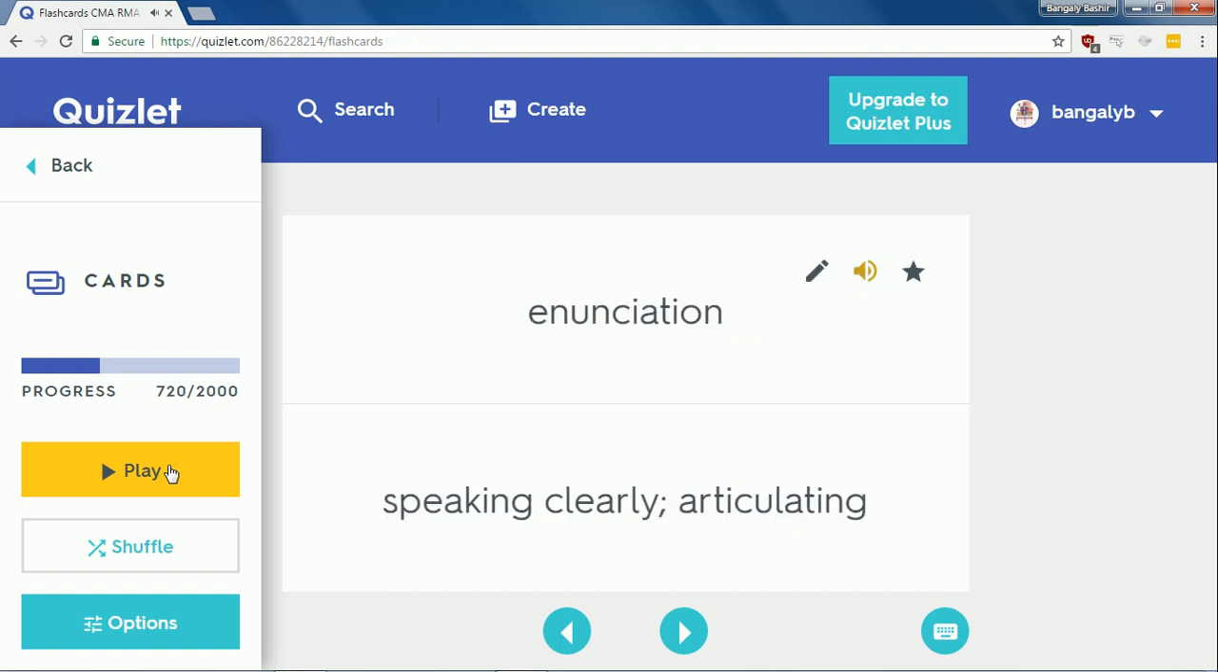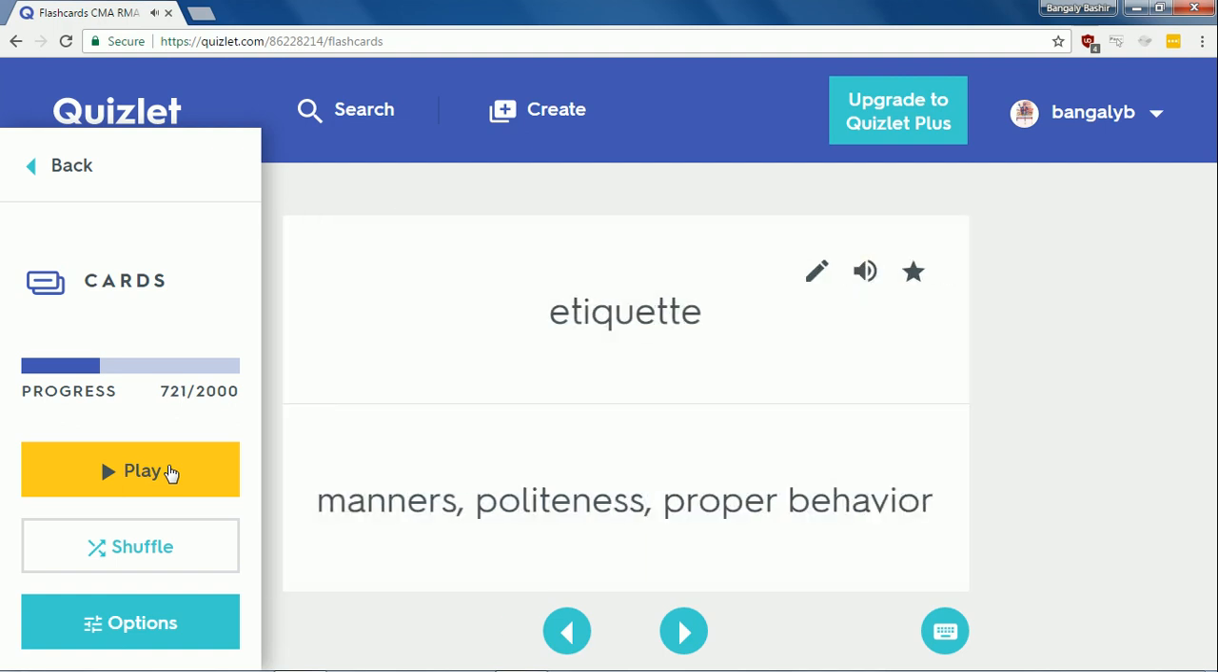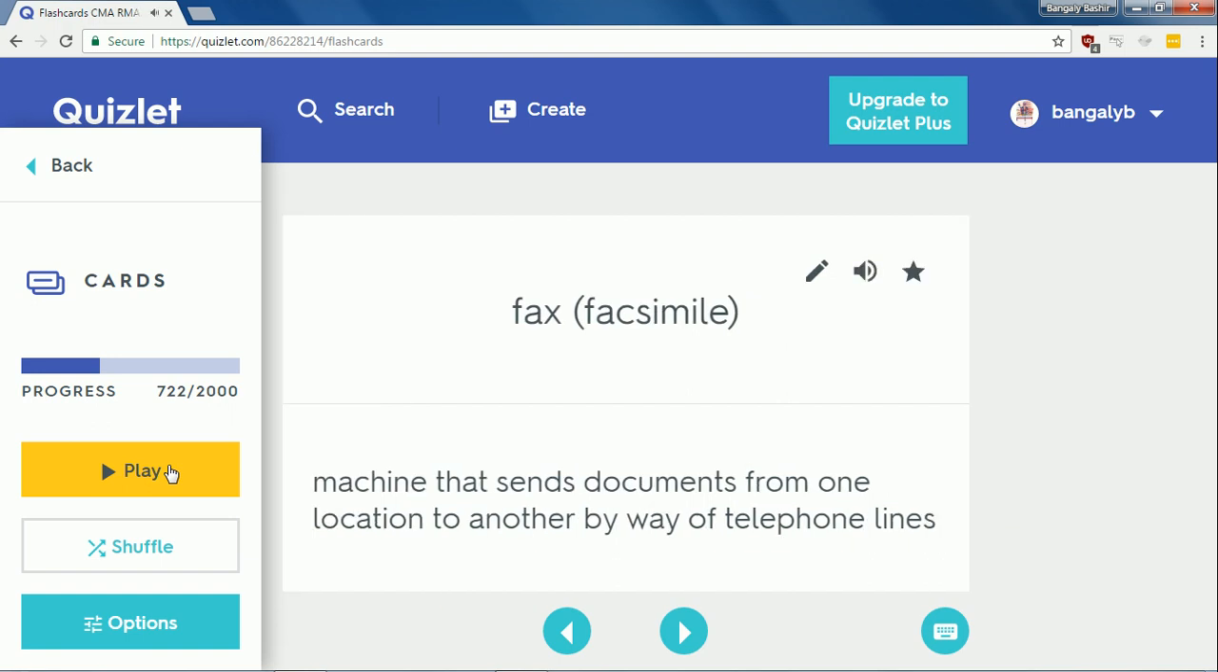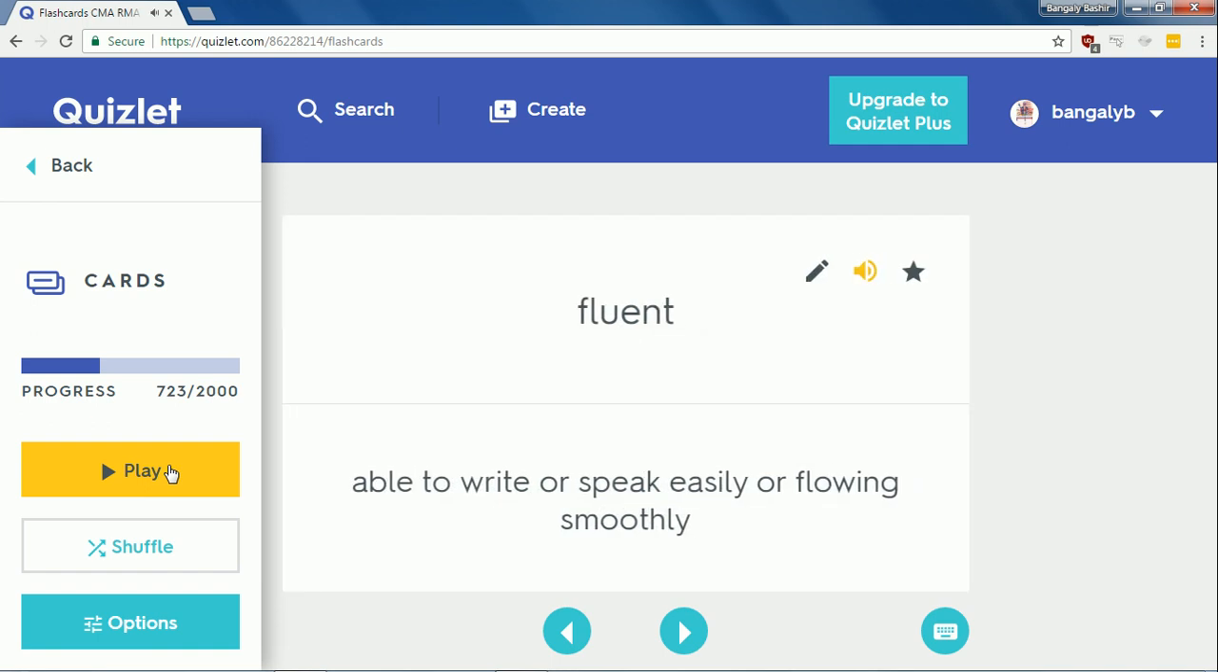Enunciation. Speaking clearly, articulating. Etiquette. Manners, politeness, proper behavior. Fax. Machine that sends documents from one location to another by way of telephone lines. Fluent. Able to write or speak easily or flowing smoothly.